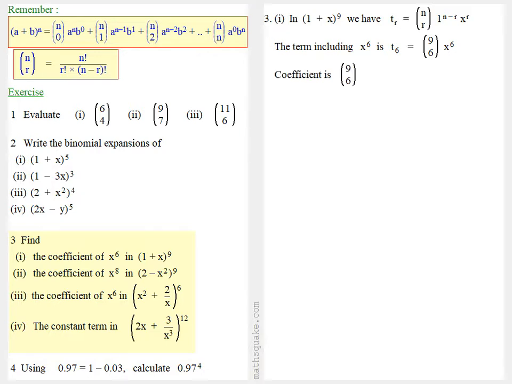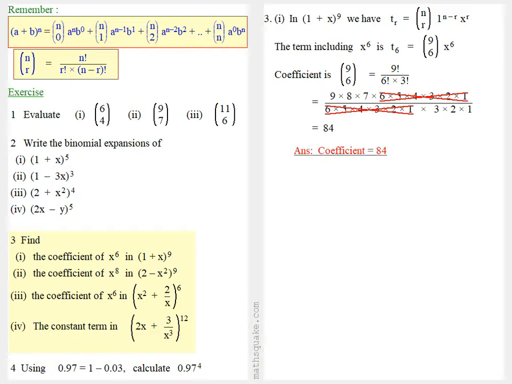So the coefficient is 9C6, which is equal to 9 factorial all over 6 factorial times 3 factorial. And if we write that out in full, we can cancel 6 factorial top and bottom. Now that leaves us 9 times 8 times 7 over 3 times 2 times 1, which is equal to 84. So the coefficient is 84.